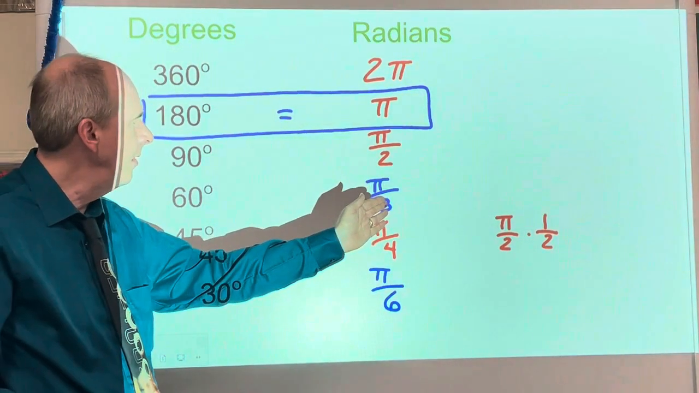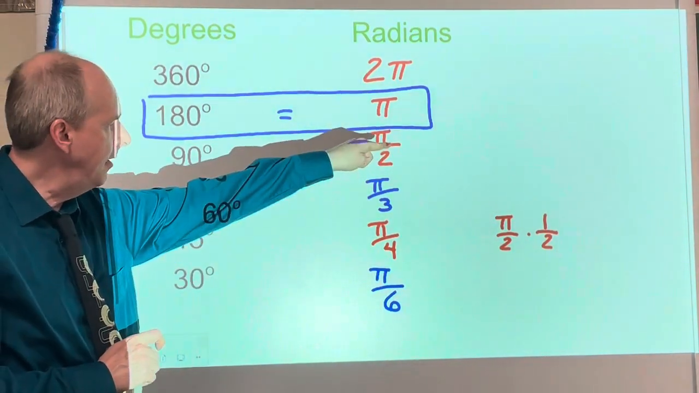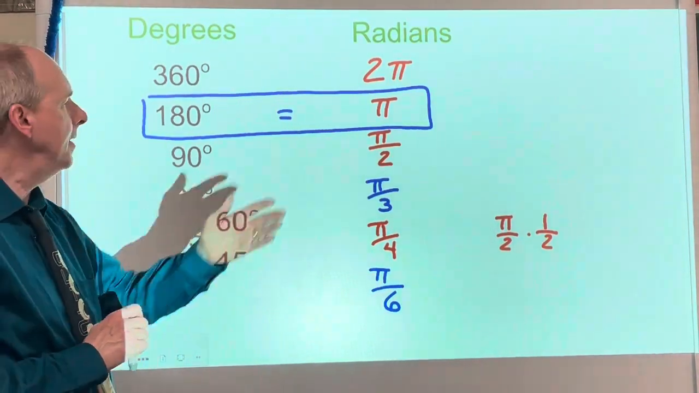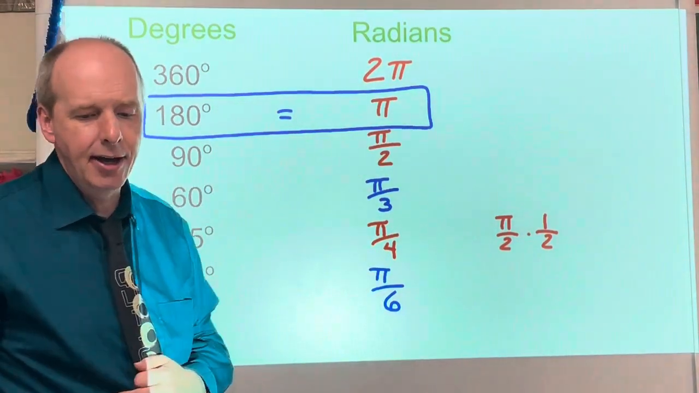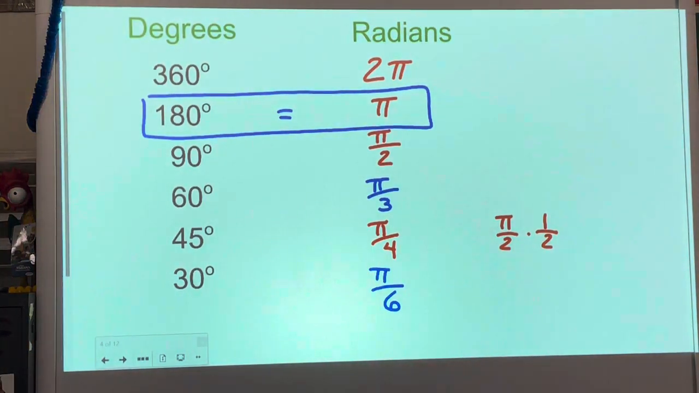We're going to go from radians to degrees. It's often easy just to plug in 180 wherever the pi is. Why can we do it? Because pi is 180 degrees.